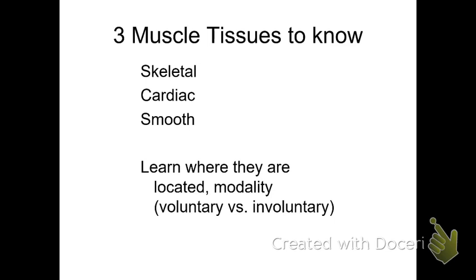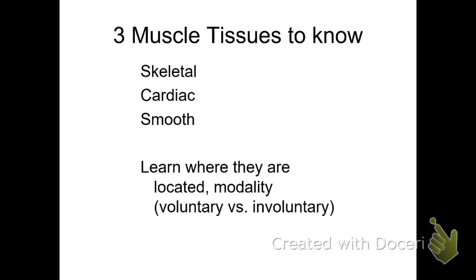In addition, there are 3 muscle tissues for you to learn: skeletal muscle, cardiac muscle, and smooth muscle. I'm introducing them to you here now. You'll see them again when we get to exam 3, when we discuss the muscular system. You'll see cardiac muscle again when we get to the heart in exam 5.